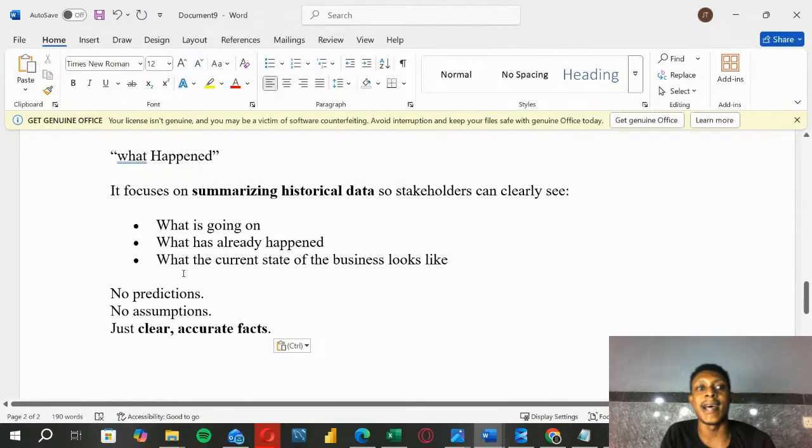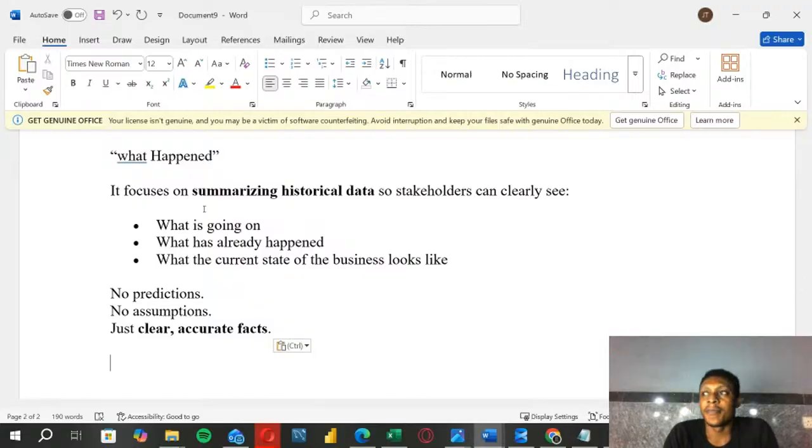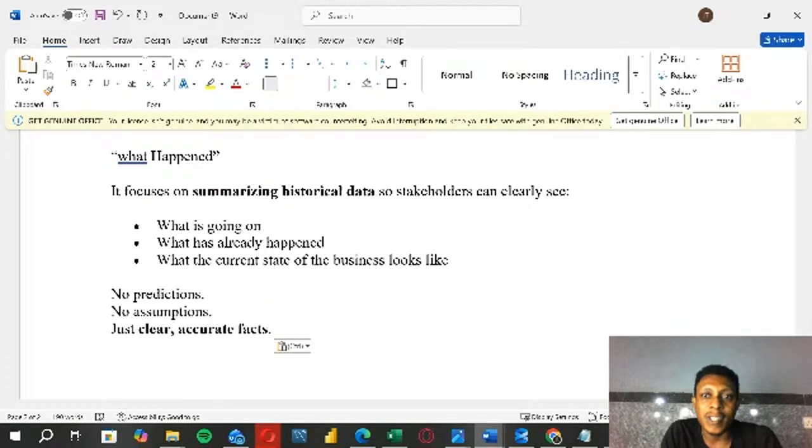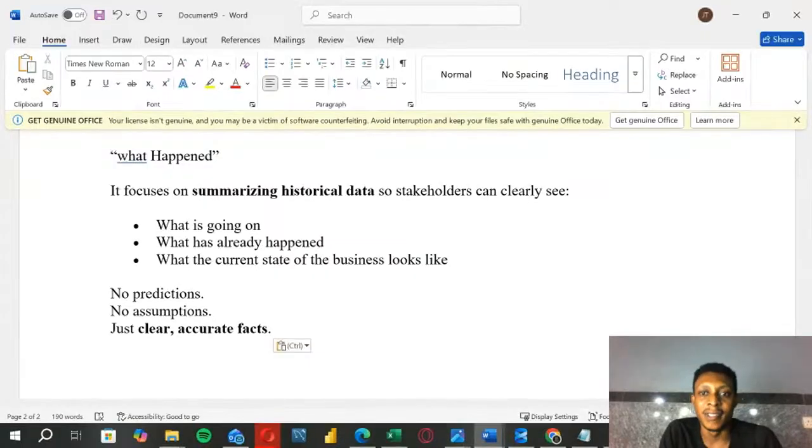I told us that it focuses on summarizing historical data so stakeholders can clearly see what is going on, what has already happened, what the current state of the business looks like. No prediction, no assumption, just clear and accurate facts.